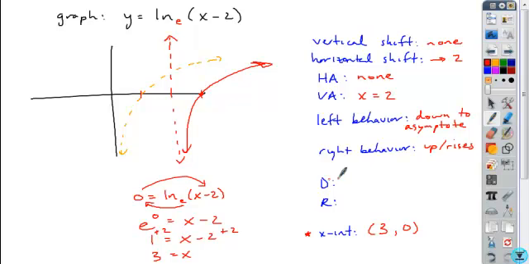My domain, again, moves from left to right, so my furthest to the left value is 2. Extends all the way to infinity, doesn't touch either one. And then my range goes from the bottom up, from negative infinity to positive infinity in the y's. And so these would be the pieces of information and properties for this graph.